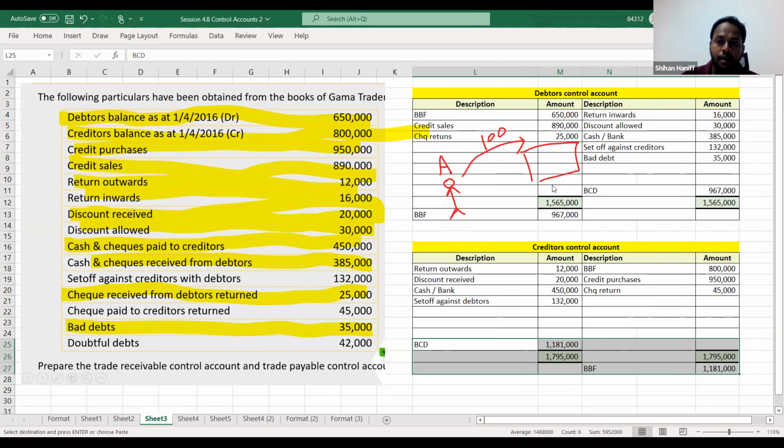And meantime, we do sales of 100,000. Now he is becoming a customer. He is a supplier as well as a customer. So what we can do is set off this with this. So the balance becomes 0. Then creditors account debit, creditors also reduced, and debtors also reduced. Is it clear? Set off.